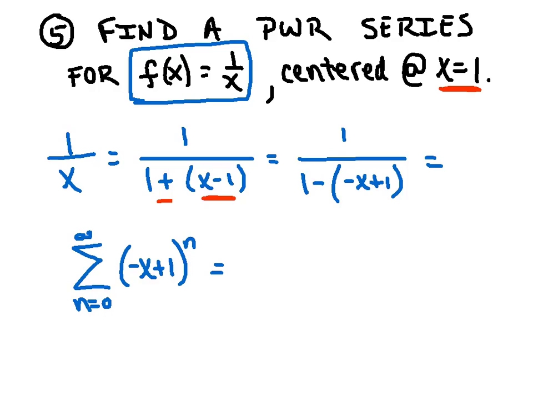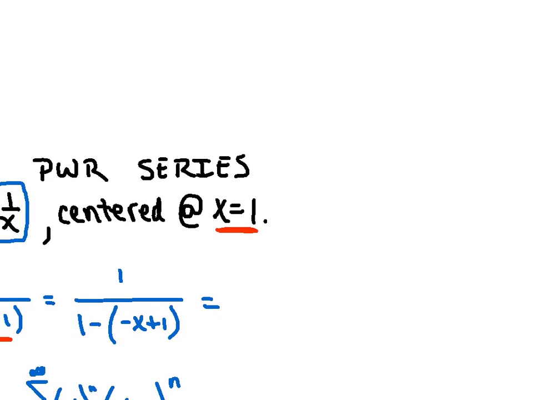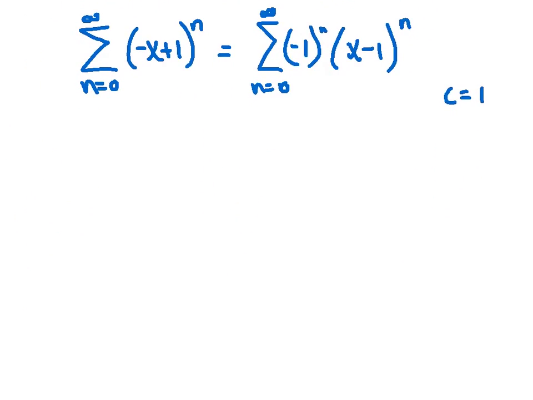And now we're going to take that a step further, and I want you to factor out the -1 and say -1 to the n, so it actually becomes an alternating series. And now you've got x minus 1 to the nth power. You can clearly see that this is centered at 1 now because of the x minus 1 in parentheses. And then the only thing left for us to do today is to find the interval of convergence.